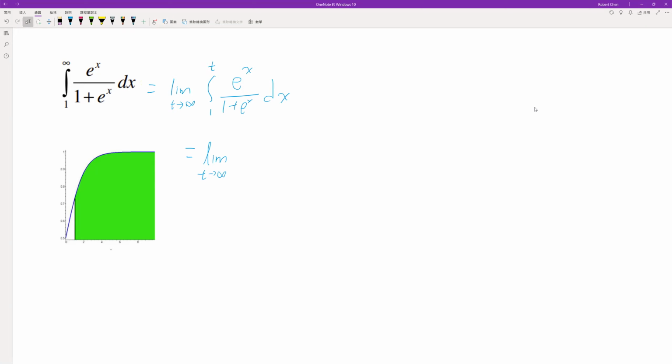That's going to be ln of 1 plus e to the x. If you're a little unsure on how to integrate this, just do u-substitution. Let u be 1 plus e to the x, and du is e to the x dx. Then you start from there, you'll get this integral. Evaluating this from 1 to t, we have the limit of ln of 1 plus e to the t minus ln of 1 plus e.